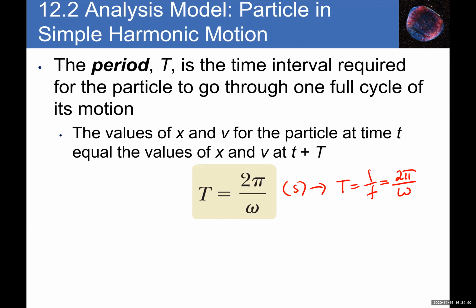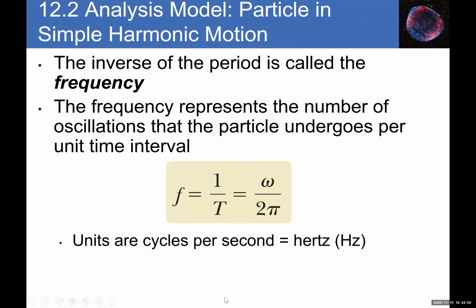And remember, omega is also related to other quantities, like omega equals square root of k over m. You can see, right, you can, in a way, relate all of those. And that's kind of what we're doing. So look at the next slide, right? I have the inverse of the period, which is called frequency. The frequency represents the number of oscillations that a particle undergoes per unit time. So think like this: period is how long it takes to go back and forth one time, and frequency is how many times it goes back and forth in 1 second. In a way, they represent reciprocal things.